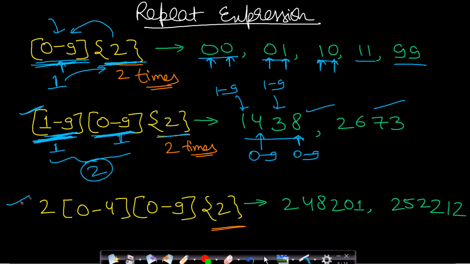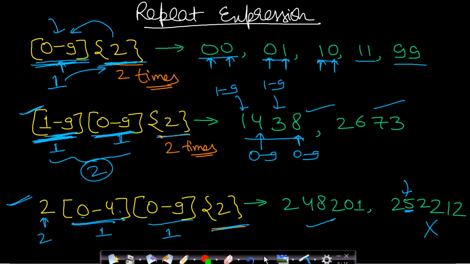Now let us see the third example. This is indicating a 3-digit number where the first digit is fixed to 2. So there is no choice. This one has a choice from 0 to 4. This is 1 digit and this is also 1 digit. So you will be repeating it 2 times. Therefore you will be forming a 6-digit number. So this is a valid 6-digit number, and you can see that this is an invalid 6-digit number because the second digit is having number 5 and the second digit value is in the range of 0 to 4. So this is invalid.